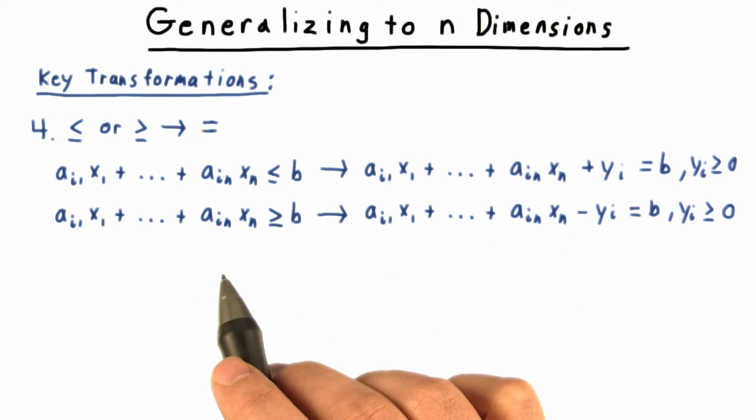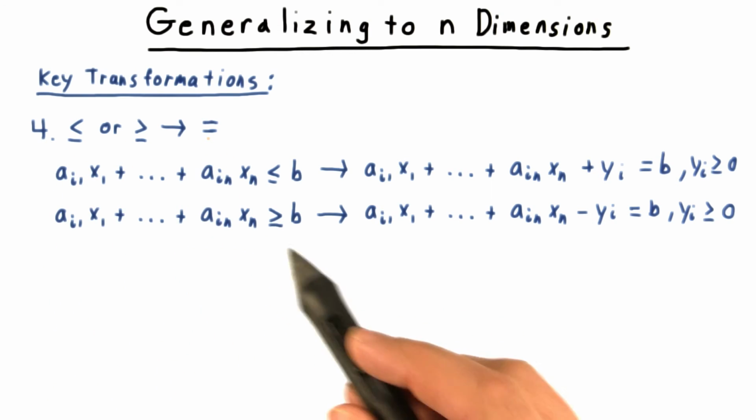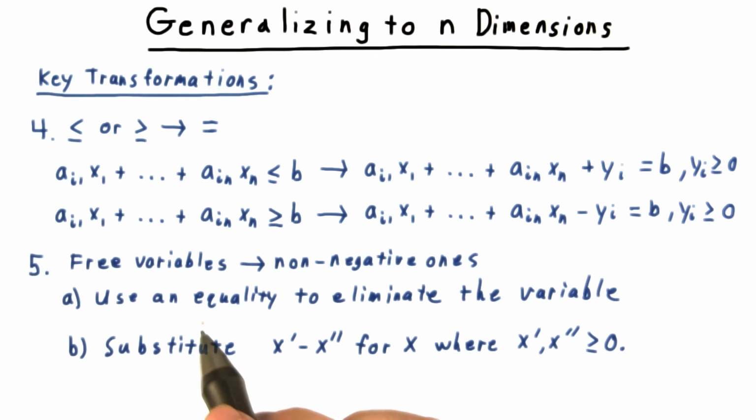Things get a little more interesting when we go from one of the inequalities to an equality. Here we introduce a new variable, either a slack or a surplus variable, depending on the inequality. There's also the problem of free variables that are allowed to be negative. There are two ways to cope with one of these. If it is involved in an equality constraint, then we can often simply eliminate it through substitution. Otherwise, you can replace it with two new non-negative variables and just substitute the difference for x everywhere.